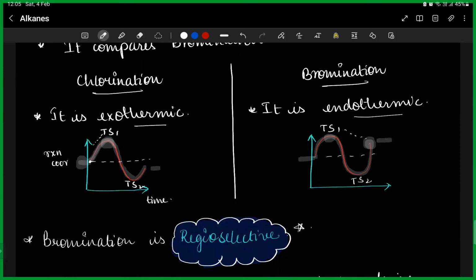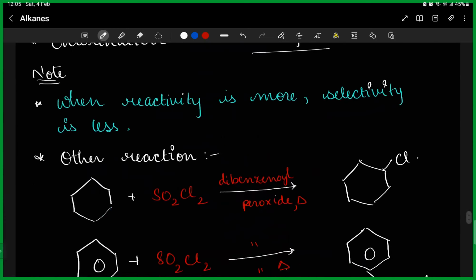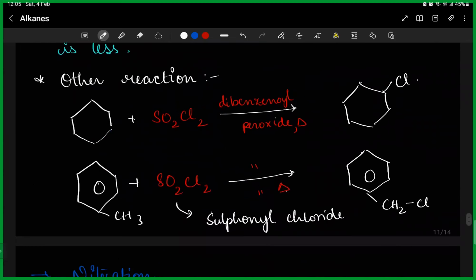But in case of bromination, it wants to select. It wants to be stable. So bromination is thermodynamically driven, right? So when reactivity is more, selectivity is less. That applies to chlorine. So we have some other reactions where a halogen is replaced here.